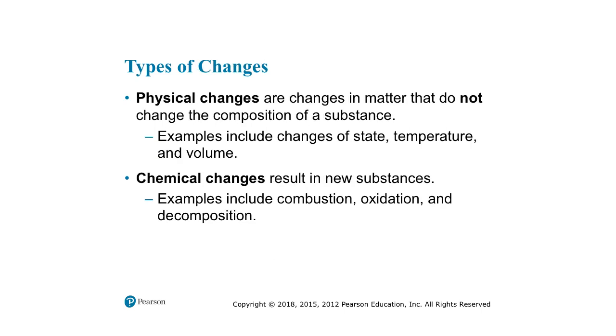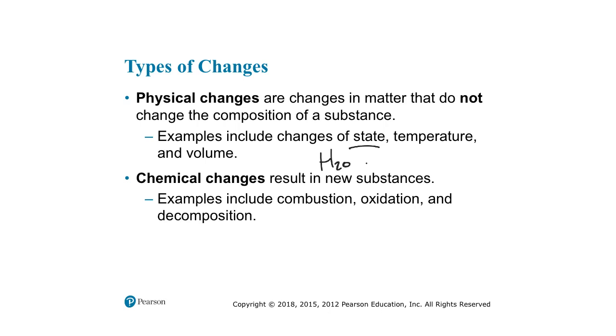So we can talk about different types of changes. A physical change is a change in matter that does not change the composition of the substance. Examples are change of state, temperature, and volume. If we go from having a little to a lot of water, we're not breaking or changing the bonds between water molecules, so that's not a chemical change, that's just a physical change.